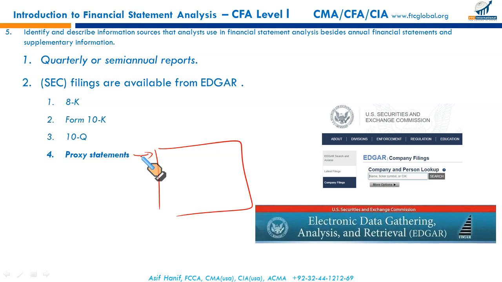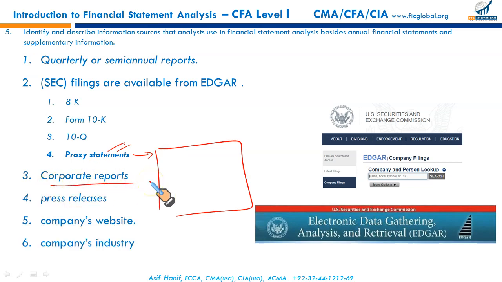So this proxy statement is also available on Edgar system, and we can get to know about some key management employees, their qualifications, their compensation, etc., if we want to know about a particular key management employee. Then we have corporate reports also, press releases, company's website, company's industry where it is operating, trade journals, statistical reporting services.